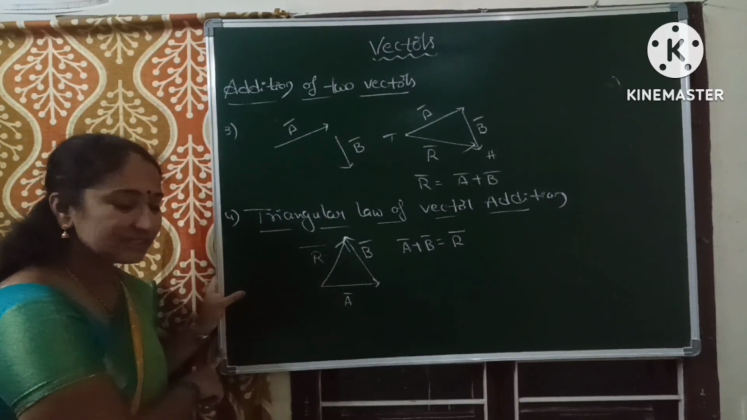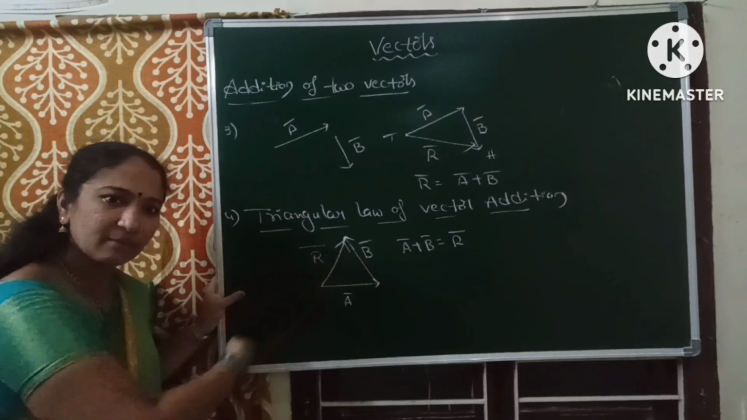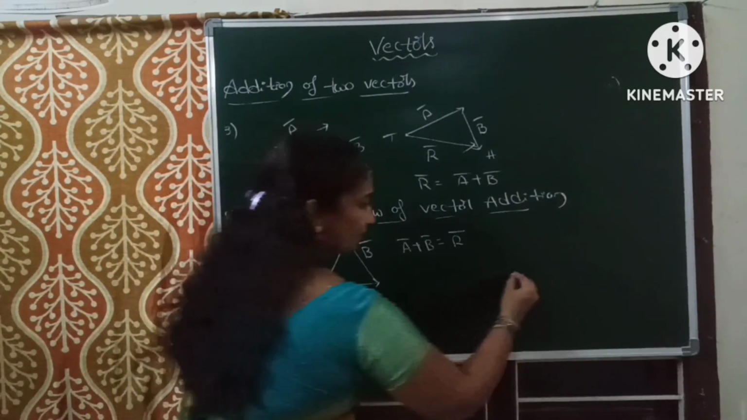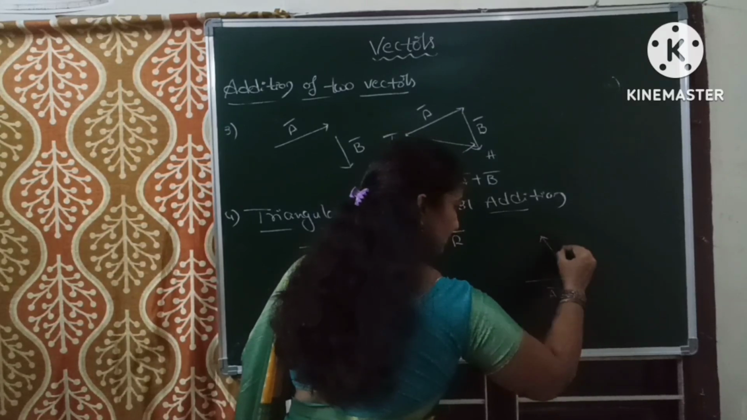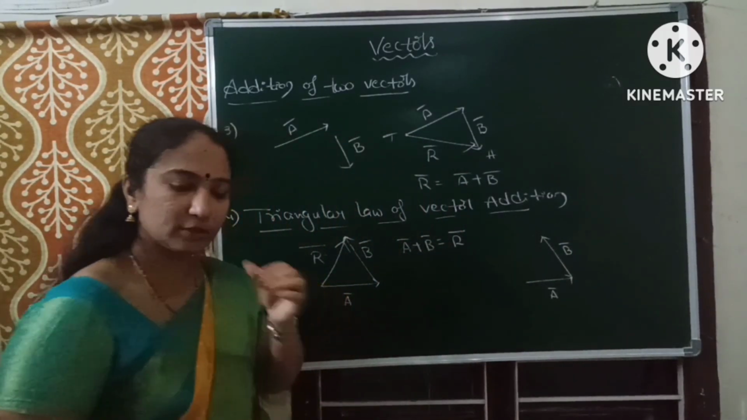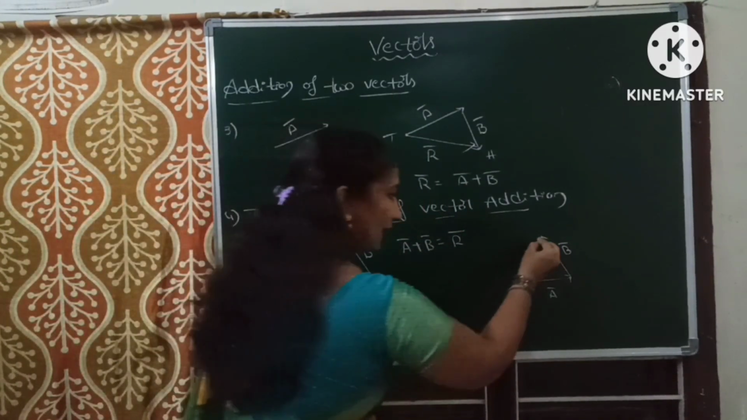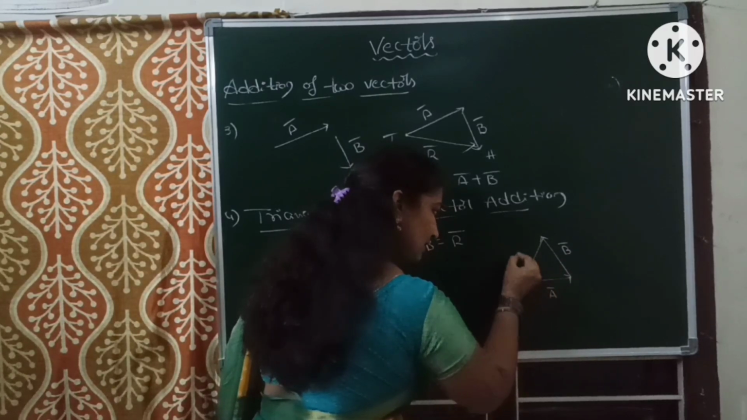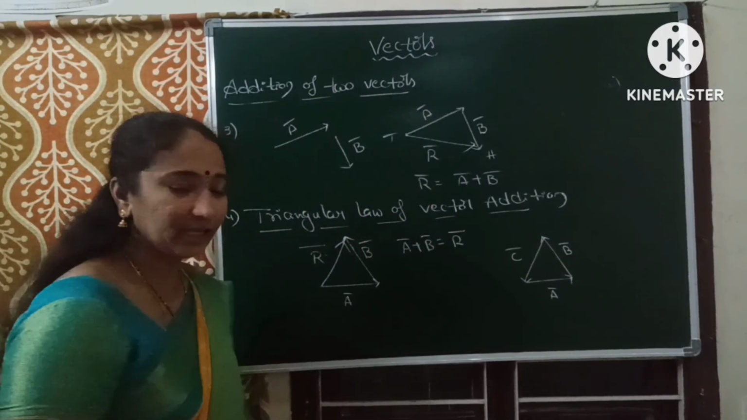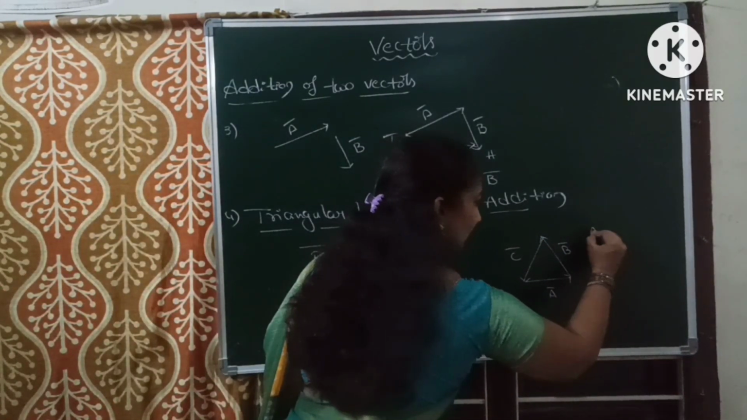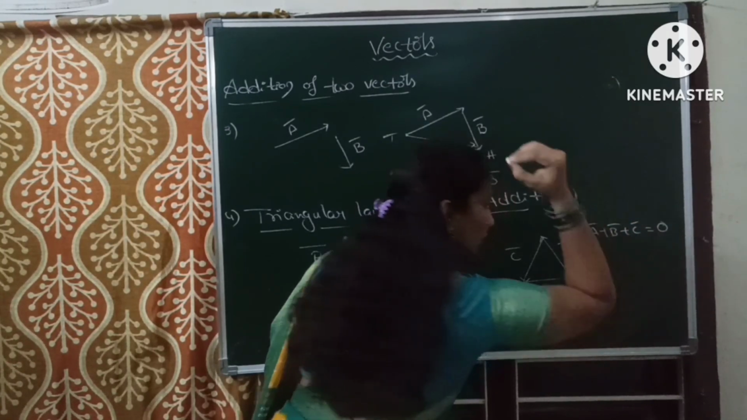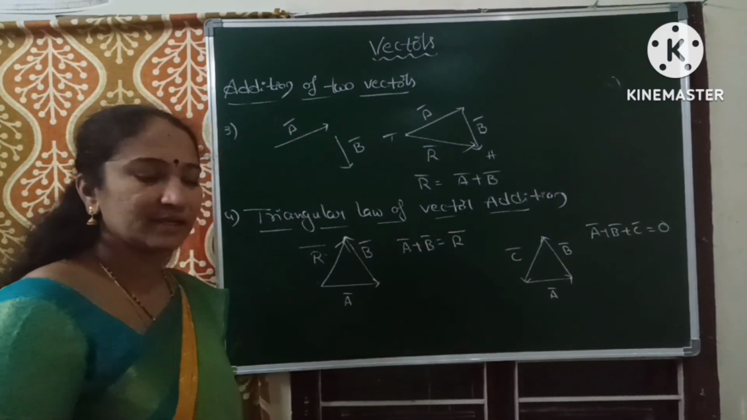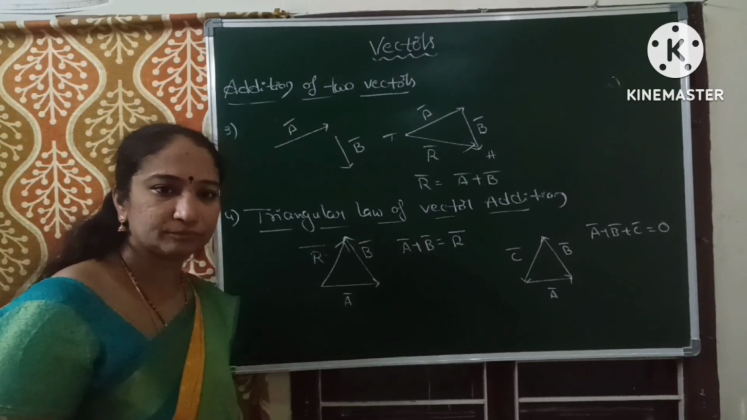Madam, what will happen if the third vector is also in the same order? Here it is A bar and here it is B bar, which are in the same order. If I consider another vector C bar also in the same order, and you add all these vectors, A bar plus B bar plus C bar is equal to 0. Then the resultant becomes 0 there.